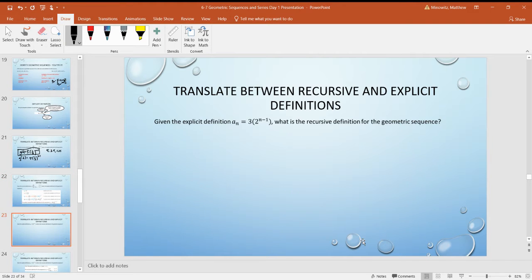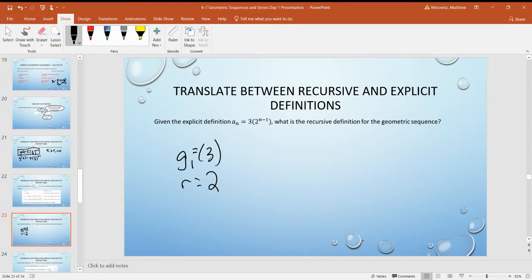Now we can also go backwards. We can start with an explicit formula and go to recursive. So once again, it's the same idea where we take the pieces of information. I see my first term here is 3, and my common ratio is 2.